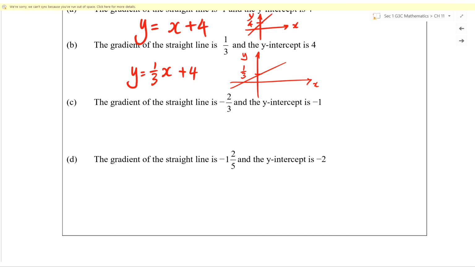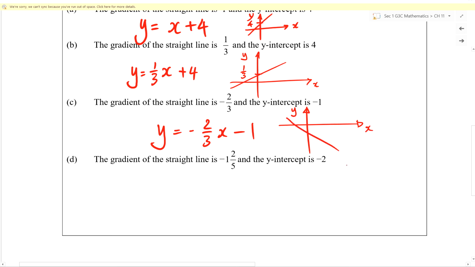Can you help us with part C? -1, yes. So your graph has to slope down because the gradient is negative, and it has to pass through -1. So it has to look like this. -1, y equals to -2/3 x minus 1. Okay, good.